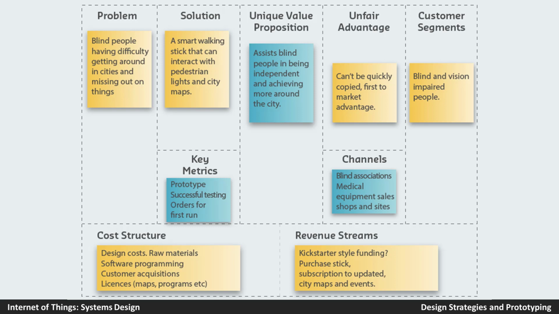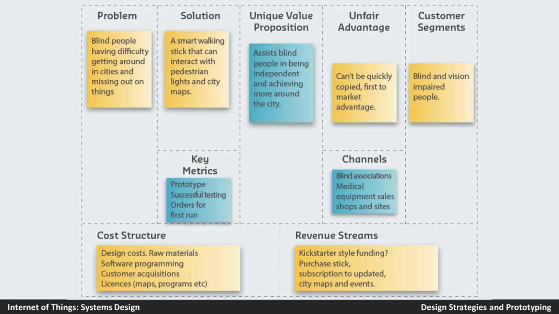So the problem: blind people have difficulty getting around in cities and miss out on things. So that is a problem. And then what is the unique value? Assist blind people in being independent and achieving more around the city. So that is the unique value. So it is convenient.